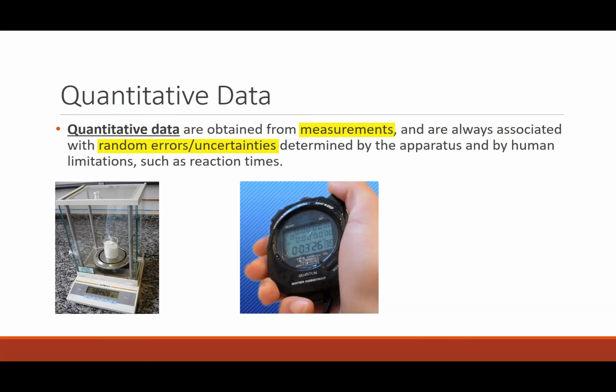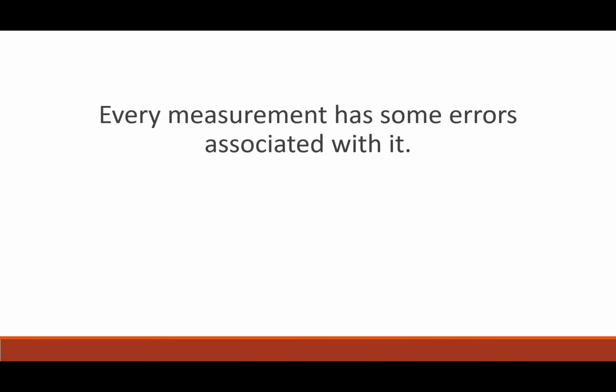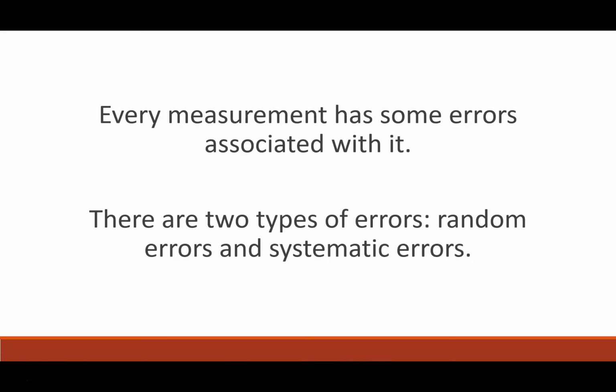The stopwatch measures up to 0.01 of a second, and that contributes to the random errors. But whenever we use a stopwatch, we have a delayed reaction time, so this also contributes to the random errors associated with this time measurement. Another example of quantitative data we often collect in the chemistry lab is volume of a solution. In this case, the random errors come from the graduated cylinder that we use. It is important to note that every measurement will have some errors associated with it. These errors can be categorized as random errors or systematic errors.